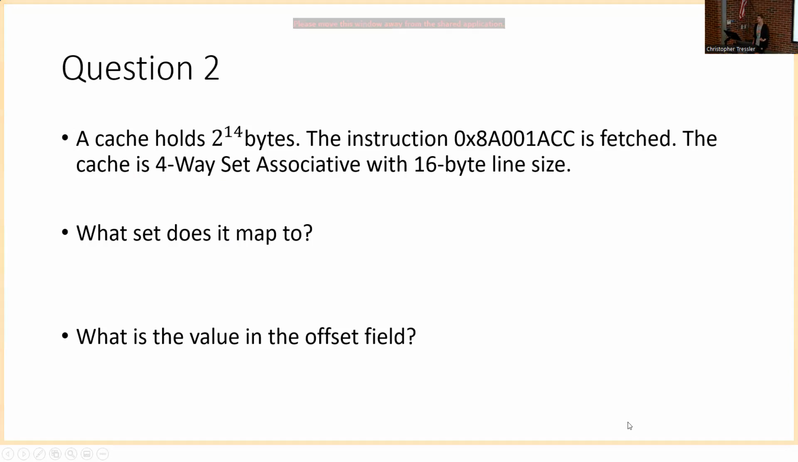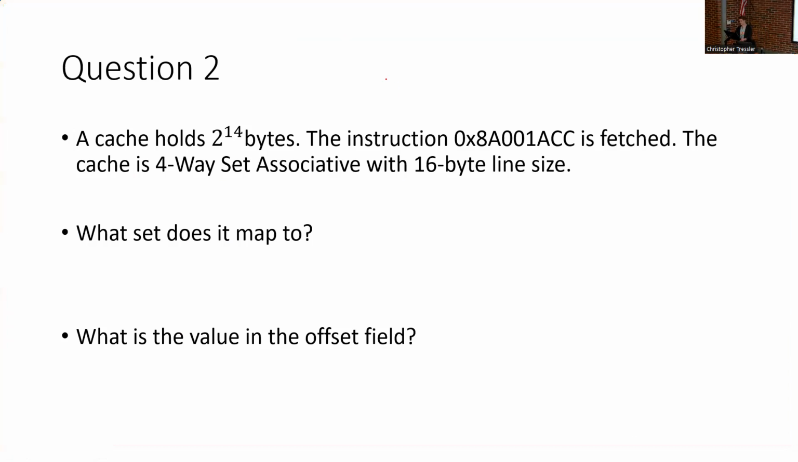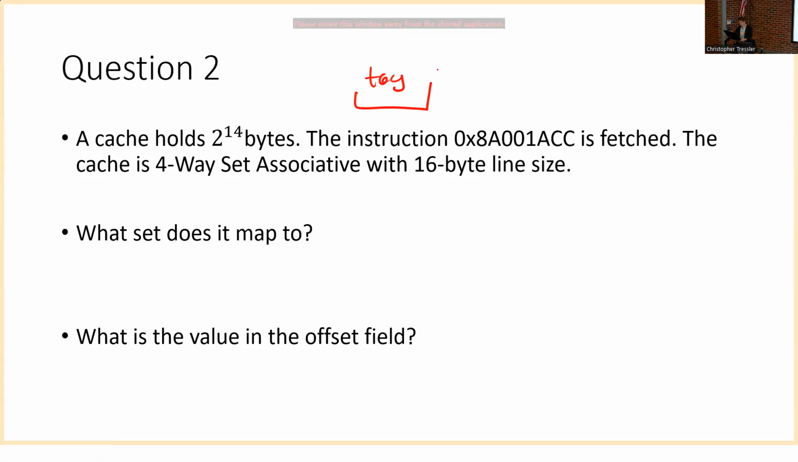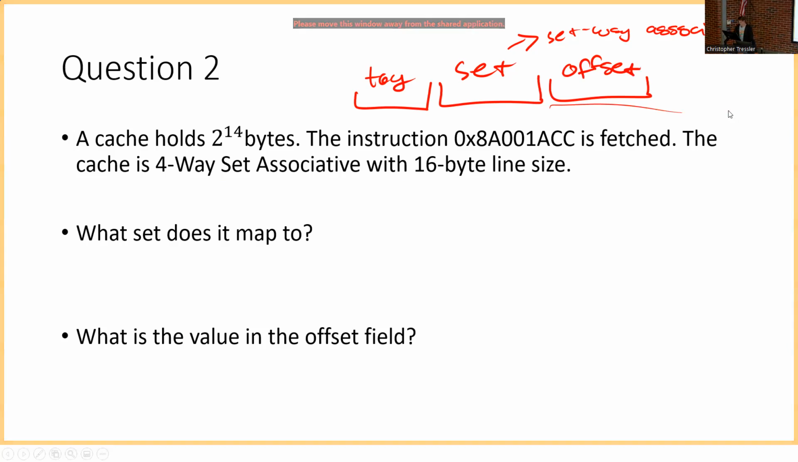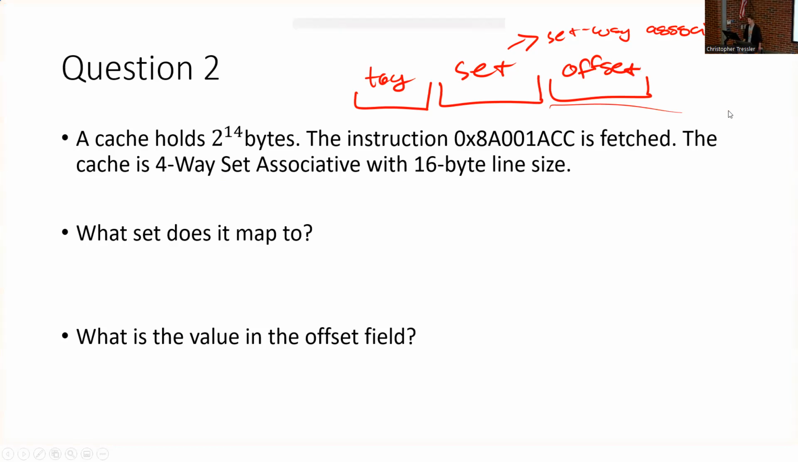First of all, how this works is we're going to have a tag, a set because it's set associative, and then finally an offset here. Since the offset is on the right, we should probably find the offset first. To find it, we first find the size of the offset, and then the size of the set. So we're going to do the offset first.